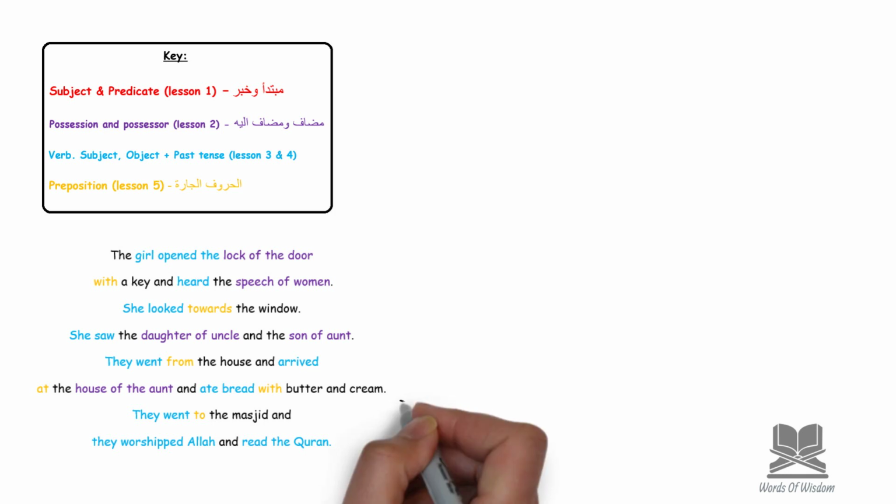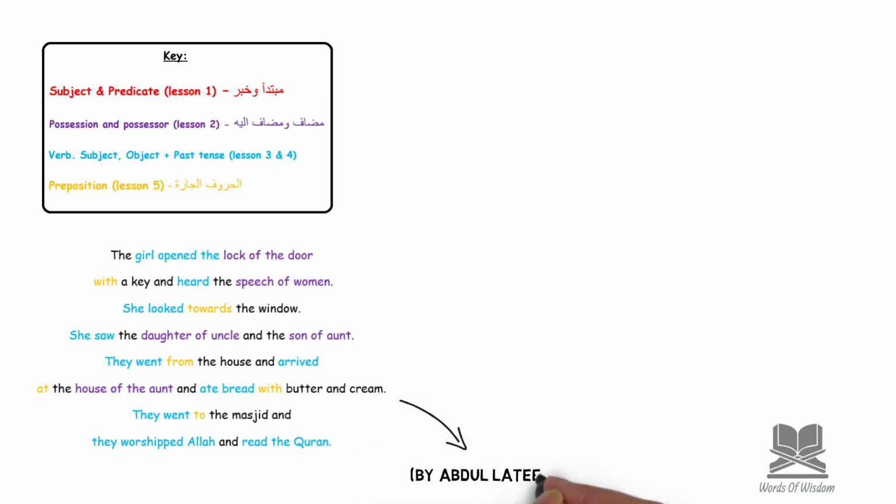The final passage was sent to me by a student by the name of Abdul Latif, who is currently doing the course, and he wrote, the girl opened the lock of the door with a key and heard the speech of women. She looked towards the window. She saw the daughter of an uncle and the son of an aunt.